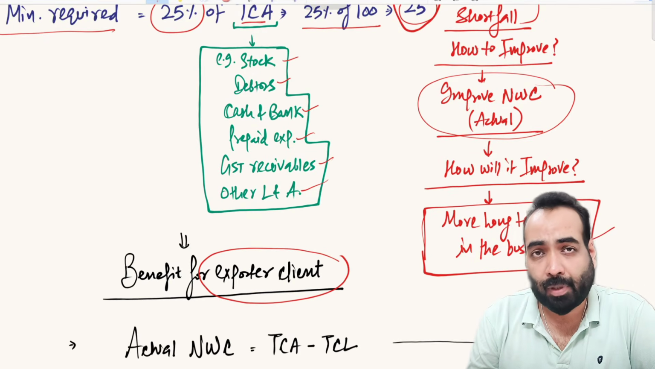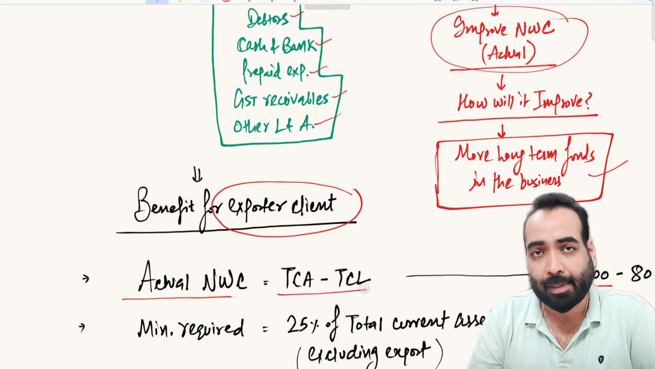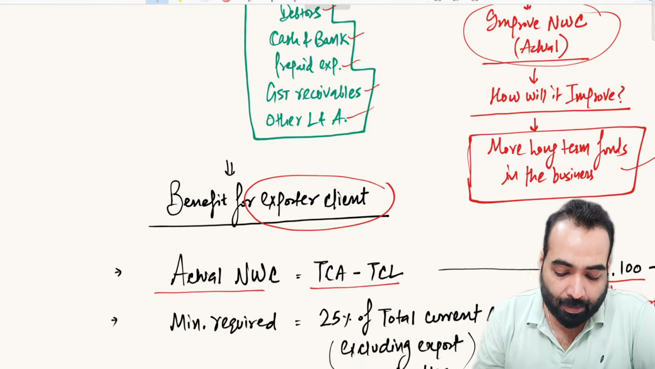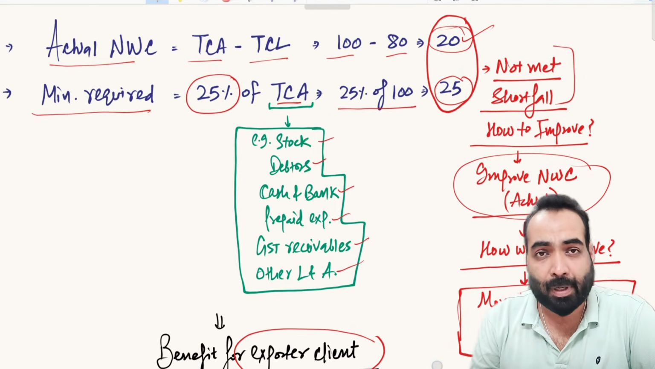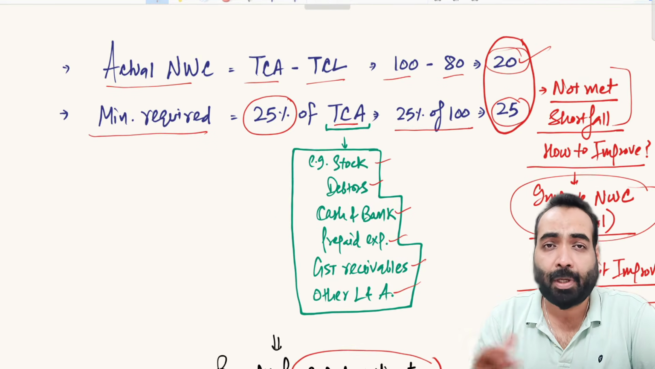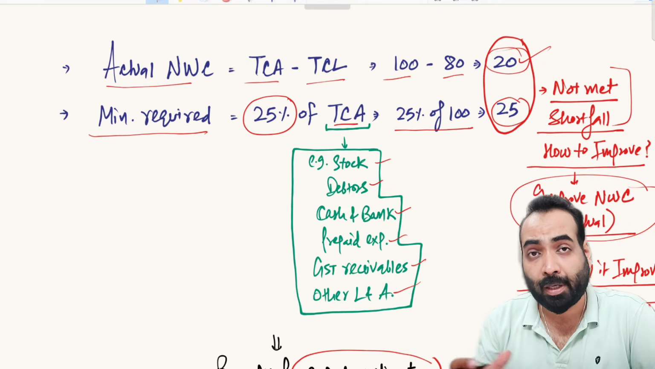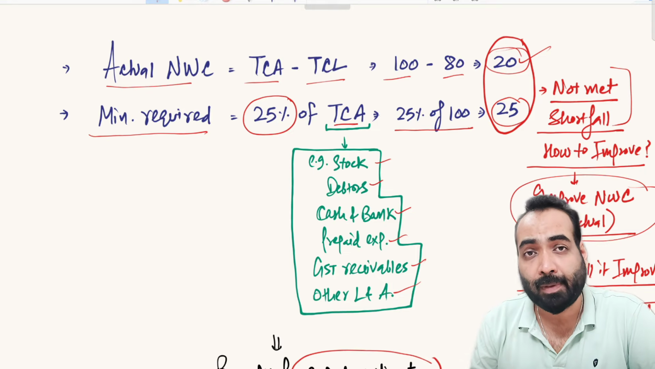What is the benefit given to the exporter clients? Calculation of actual NWC is the same as we have done earlier. The benefit is given in the minimum required NWC. Exporters say that we are exporting goods to other countries, and India needs more and more exports so that more and more foreign currency can come into India. So the Indian government wants to promote exports, right?